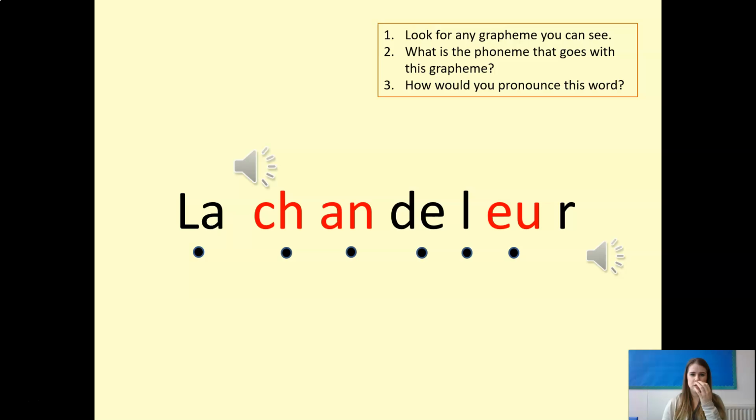So let's sound it out then, looking at our graphemes and our phonemes. It's going to break it down for us so that we can hear it. La chandeleur. Let's listen to it one more time. La chandeleur. So all together it sounds like la chandeleur. This is the French word for Pancake Day. So obviously we're looking at Pancake Day, so that is Pancake Day, la chandeleur.